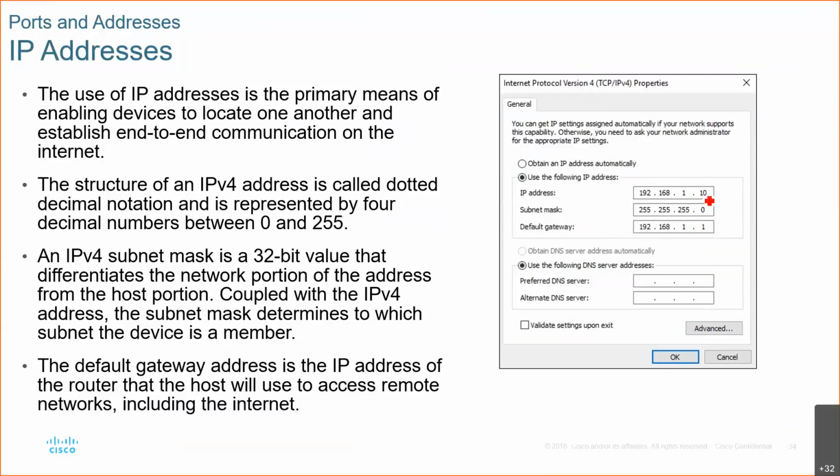So every device has got an IP address, and the subnet mask tells you which portion you have to change. The host portion is 8 bits, so you have to change only this. The default gateway is the connection to the router, so the IP address of the router has to be mentioned.